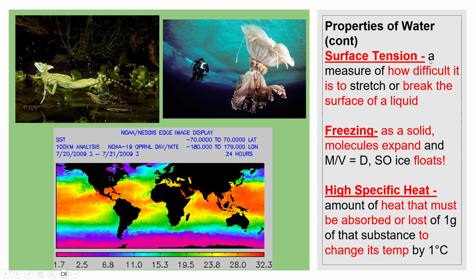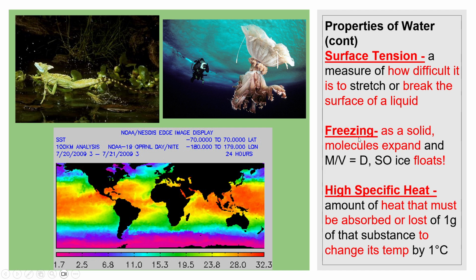Surface tension. All right, how difficult it is to break the surface of a liquid. The basilisk, for any Harry Potter fans out there, that's your basilisk lizard, also known as the Jesus lizard, because he is able to run on water. He has to have a good enough space to take off, and then he will run fast enough that he does not break the surface tension of water, so that it actually can run across the water and not fall through the water.